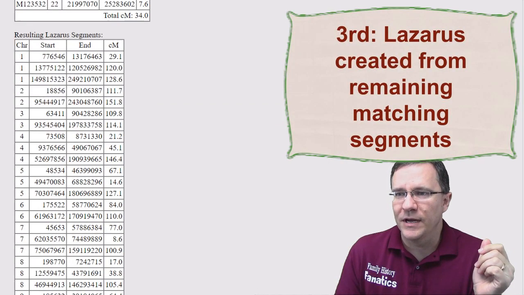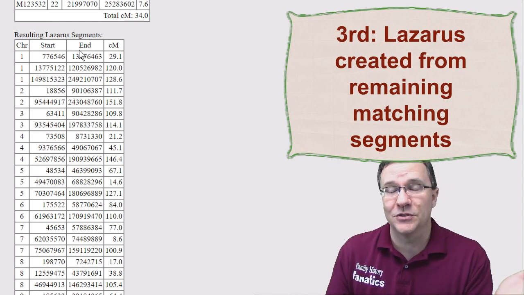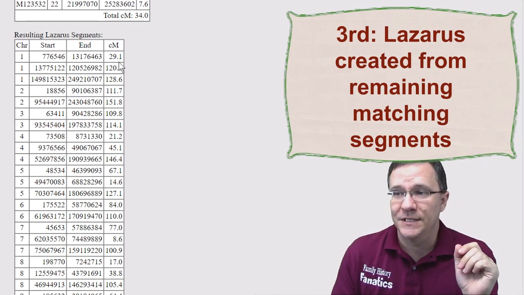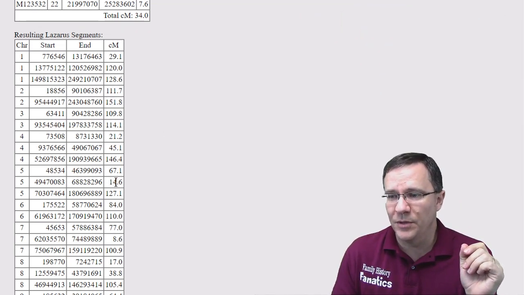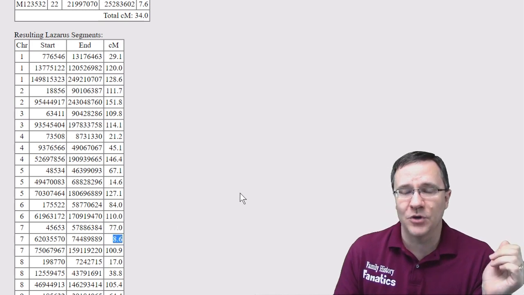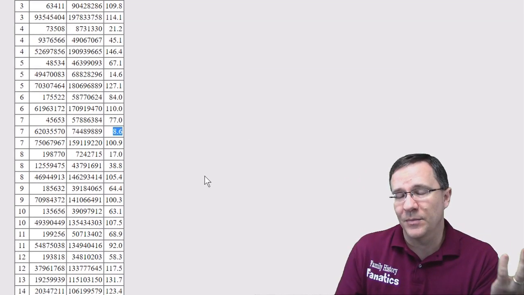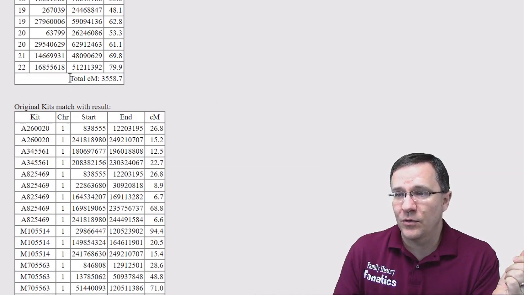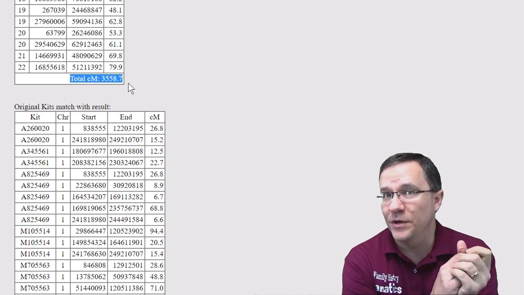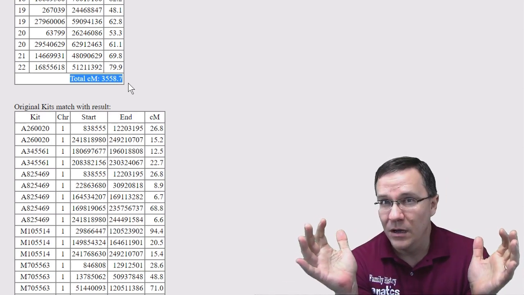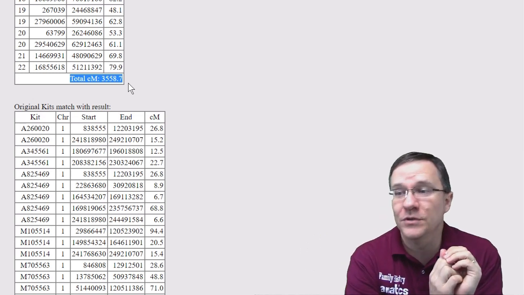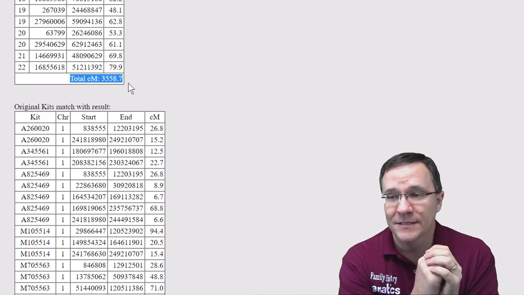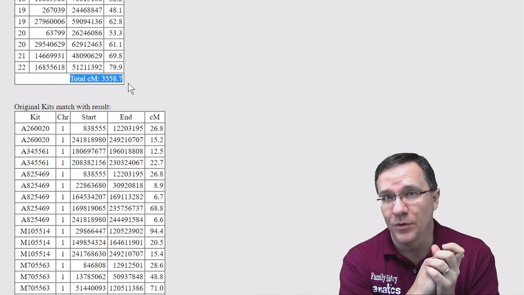The third table here is the resulting Lazarus segments. So these are the segments of DNA that have now been added into this kit. And you can see in this case, some of these are really, really big segments. Some of them may not be so big, depending on what the segments that we're matching between groups 1 and 2 are. Overall, this kit created 3,558.7 centimorgans, and that is really close to the best that you're going to get. So if you see something that is in that range of 3,000 to 3,500, that is the best Lazarus kit you're probably going to be able to create.